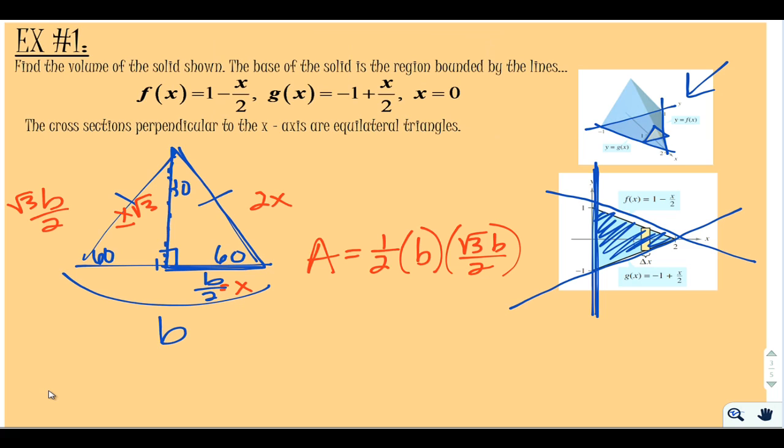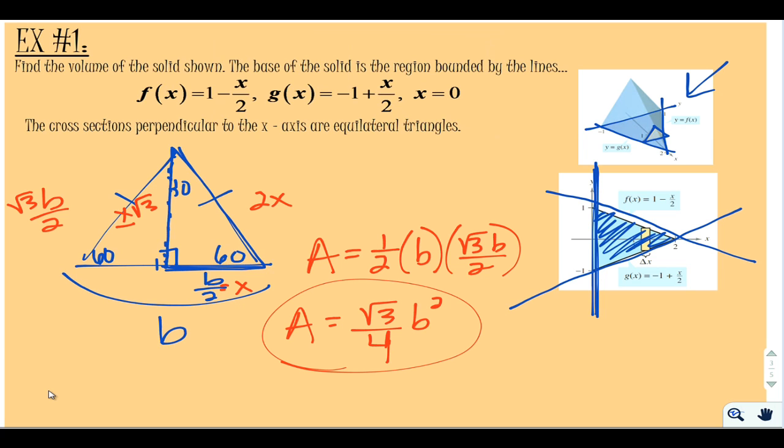A more simplified version, if I were to combine my like terms, could I say rad 3 over 4 times b squared? And that would be my area of my triangle, rad 3 over 4 times b squared.